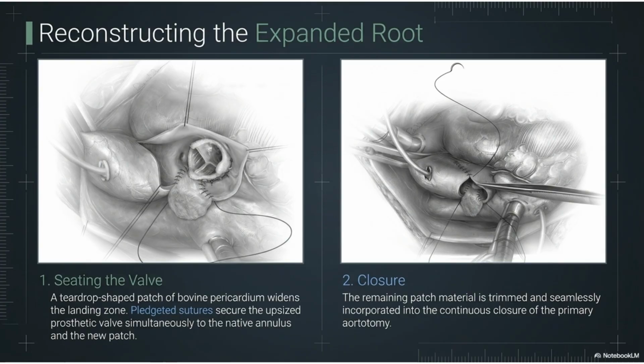Pledged sutures secure the upsized prosthetic valve simultaneously to the native annulus and the new patch. The remaining patch is trimmed and incorporated into the continuous closure.